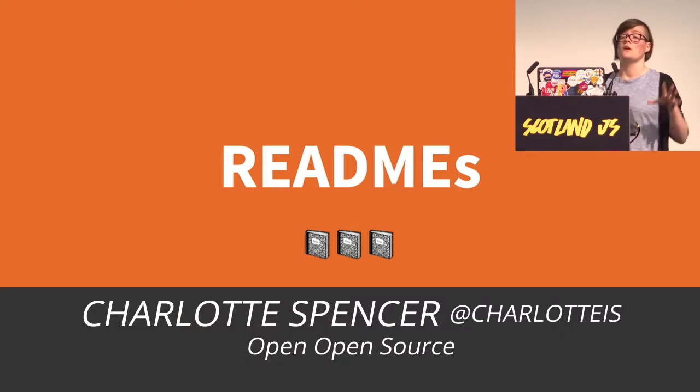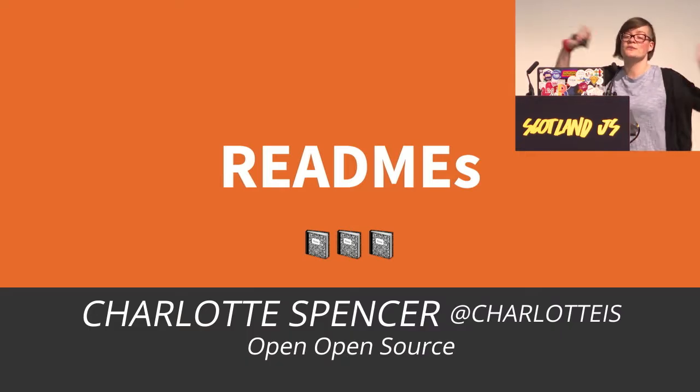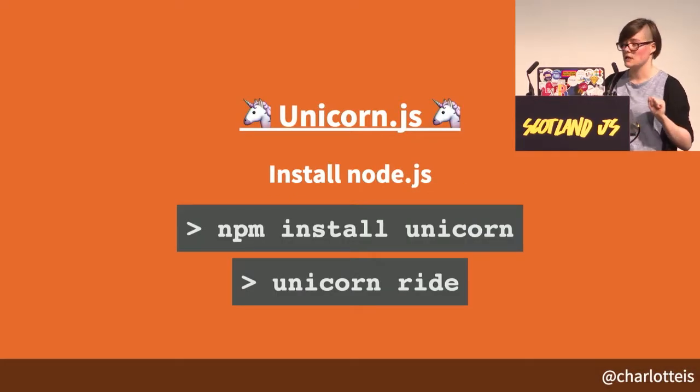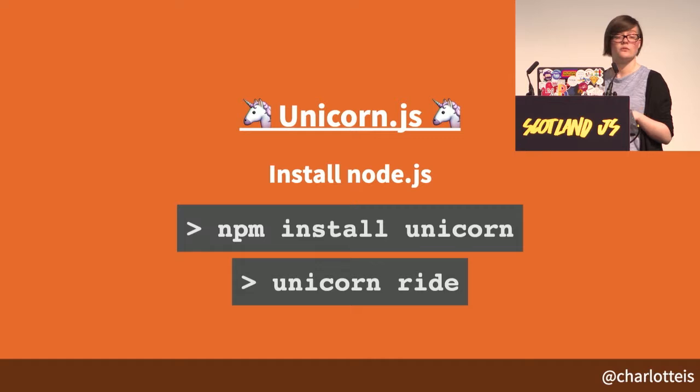README is the first thing that someone sees when they come to your GitHub project, for example, and it's your opportunity to say, hey, my project is awesome, come and use it. And it might look a little bit like this. Welcome to Unicorn.js. In order to use Unicorn.js, you have to install Node.js. You have to have NPM, you install the module, and then you write your Unicorn. Easy, right? But there is so much more that we can do.